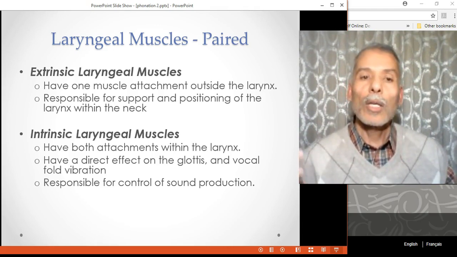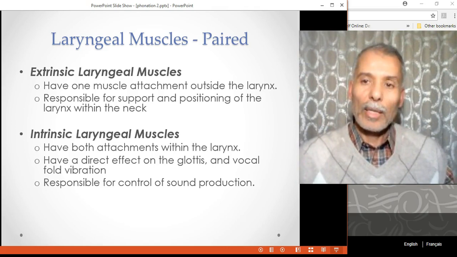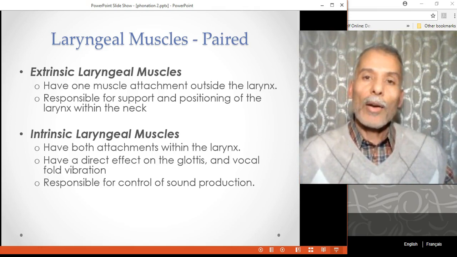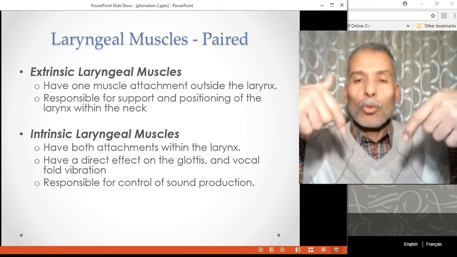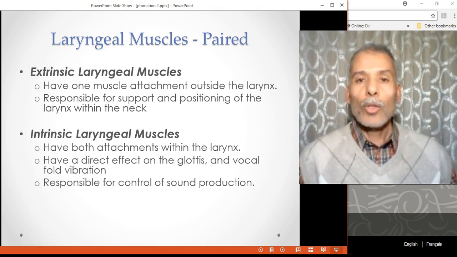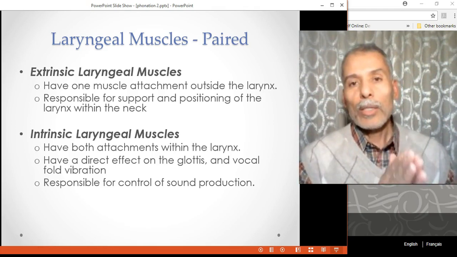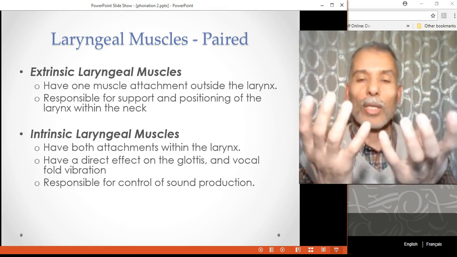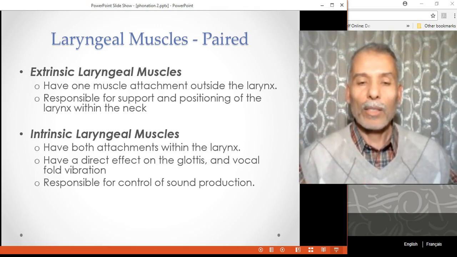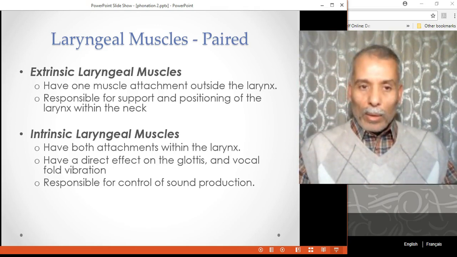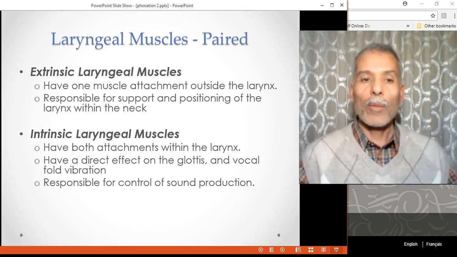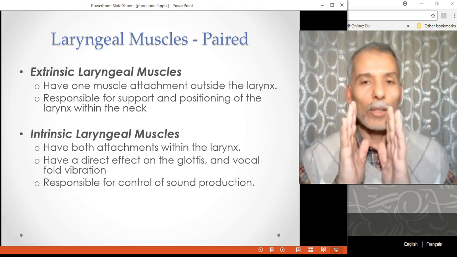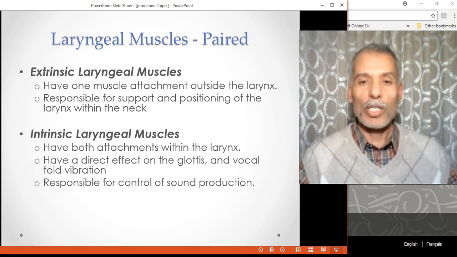Extrinsic, obviously, because they have to do something with the outside: their origins are outside of the larynx and their insertion is onto the larynx itself. As compared to that, the intrinsic muscles have both the origin and insertion on the larynx itself, or within the larynx itself. The extrinsic laryngeal muscles support the larynx within the neck. They do not directly contribute to vocal fold vibration.